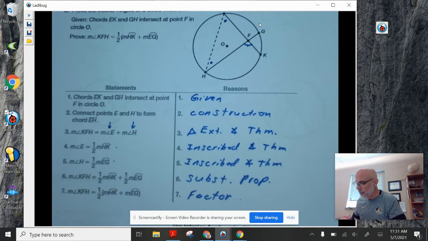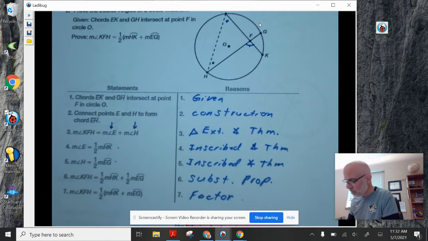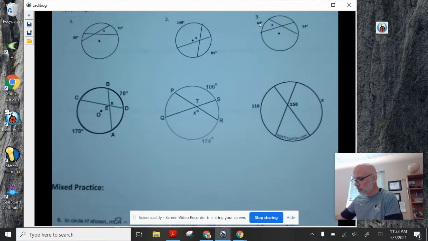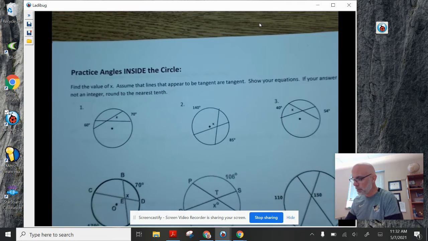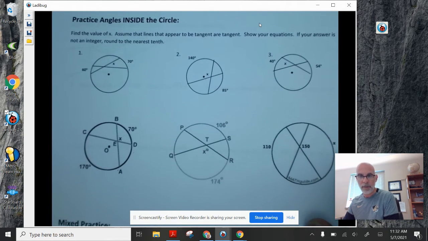All right. Again, we call it the interior angles of a circle theorem, or we'll say interior angle theorem, but it only works for circles. Okay. And so what follows, of course, as you can guess, is a few problems. There are 6 problems right here that deal with this same concept.